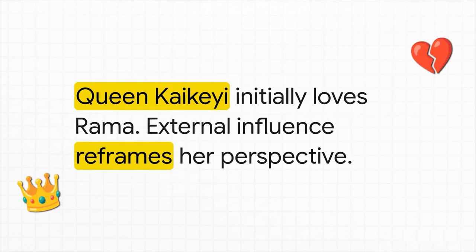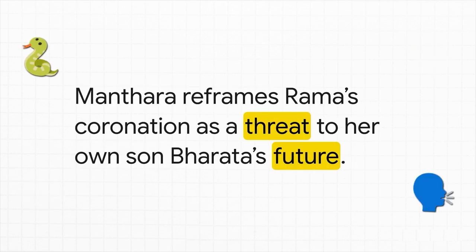Okay, next up, from the Ramayana, we get to see how a frame can actually be manipulated from the outside. We have Queen Kaikeyi, who at first absolutely loves the hero Rama, and she's thrilled that he's about to be crowned king. But then her maid, Manthara, starts whispering in her ear.